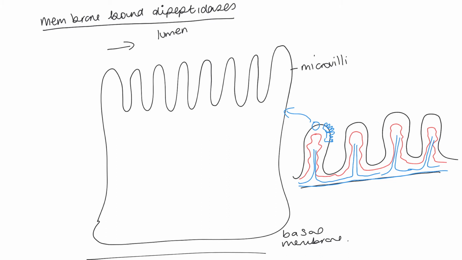Okay. And then what's further down out here? Well, down here we've got muscle. We've got smooth muscle. We've got longitudinal and circular smooth muscle that enables contraction of the small intestines to move food along. This contraction of the small intestine is called peristalsis.